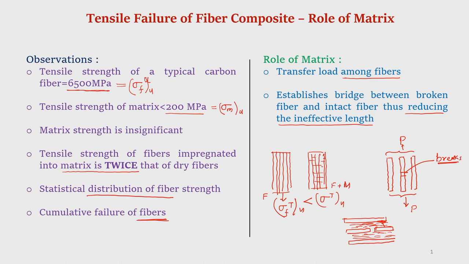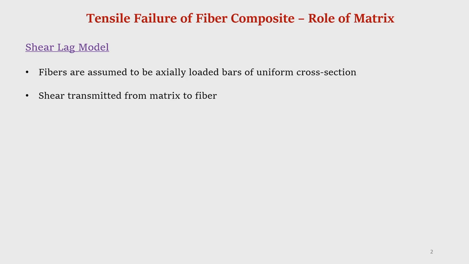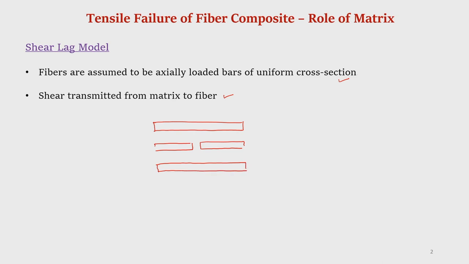So this is explained by means of a model called shear lag model. In shear lag model, the fibers are assumed to be axially loaded and shear is transmitted from the fiber to the matrix. We consider the fibers idealized as simple axial rods. Suppose this is a fiber, and this is another fiber which is broken, and say this is another intact fiber. So these fibers are idealized as simple axial rods under tension with shear transmitted by the matrix. In between there is matrix.